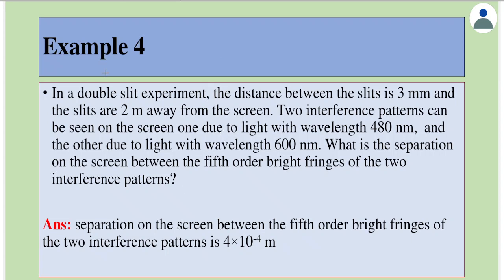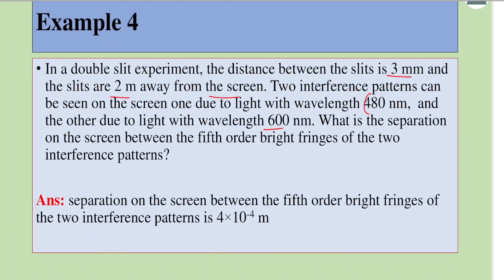Example 4 says, in a double slit experiment, the distance between the slits is 3 mm and the slits are 2 meters away from the screen. Two interference patterns can be seen on the screen. One due to light of wavelength 480 nanometer, which is 480 into 10 power minus 9 meter, and other due to a wavelength 600 nanometer. What is the separation on the screen between the fifth order bright fringes of the two interference patterns?